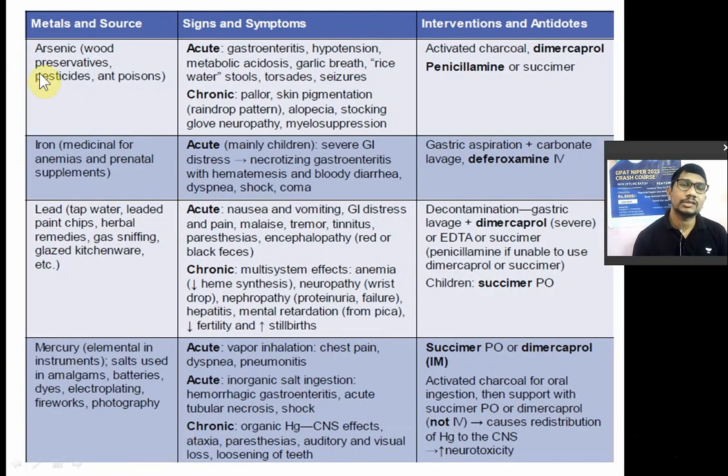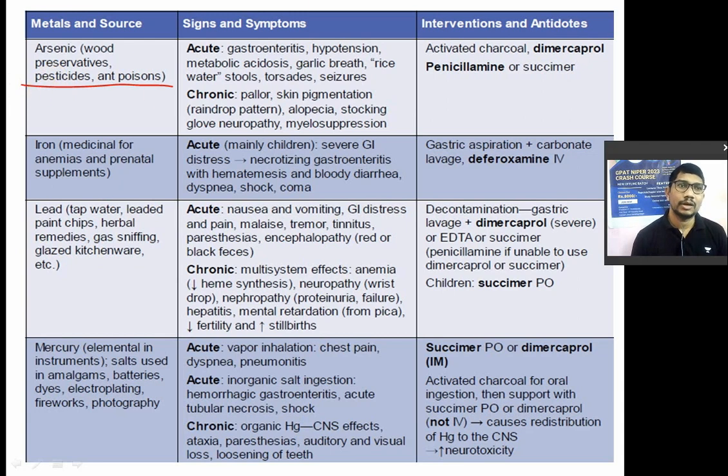Poisoning symptoms of heavy metals. Different heavy metals cause poisoning, so we look at the source of the metal, signs and symptoms, and interventions or antidote. First is arsenic. Arsenic is a heavy metal mostly present in wood preservatives, pesticides and poisons. So arsenic is present in antipoison, pesticides and wood preservatives.